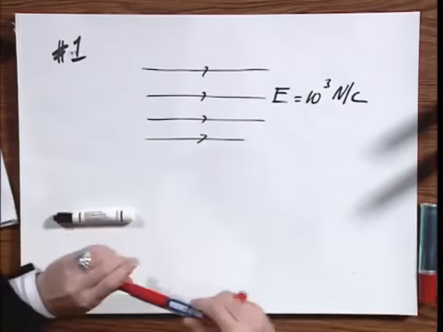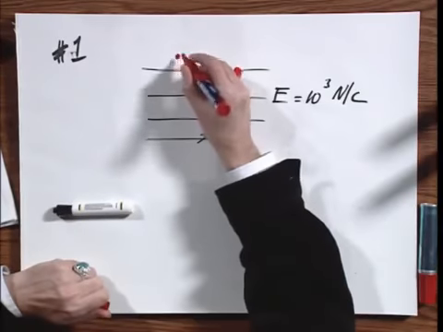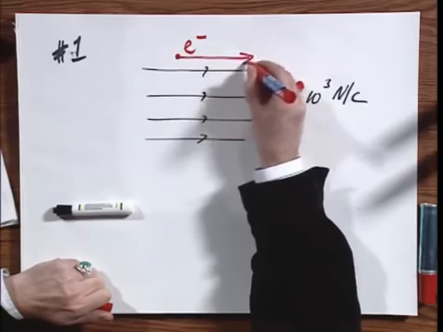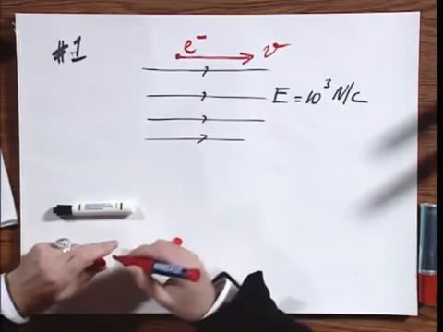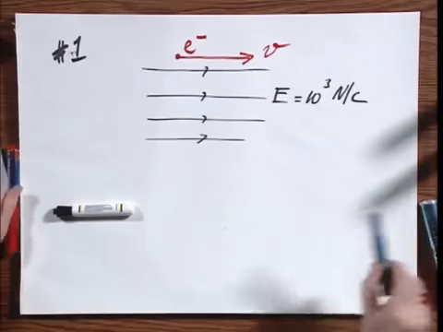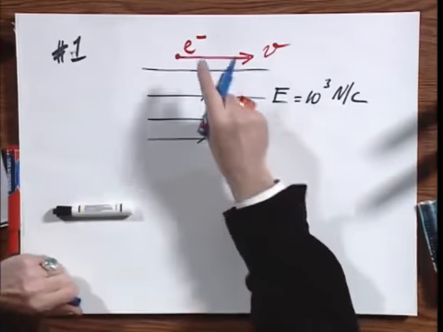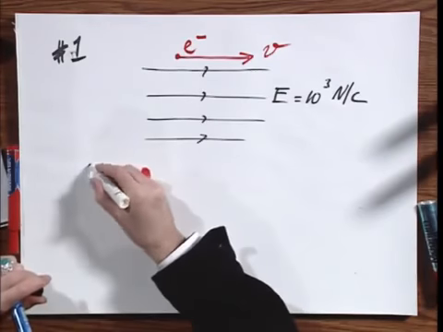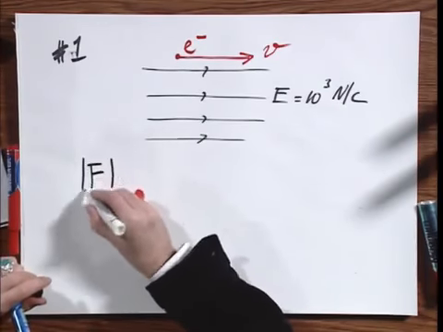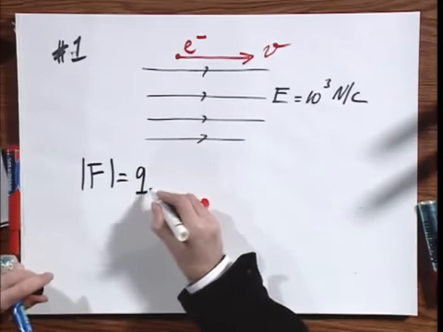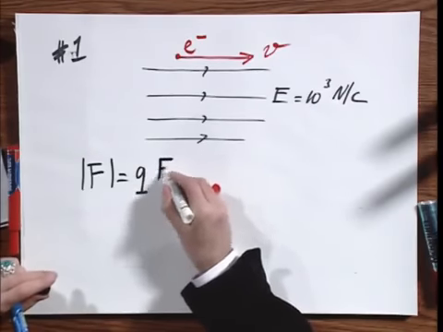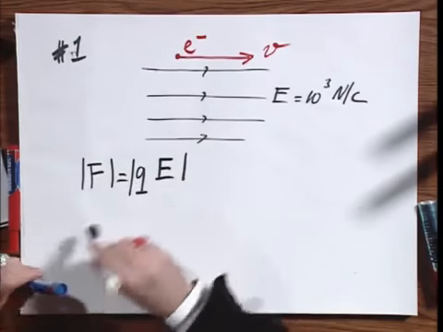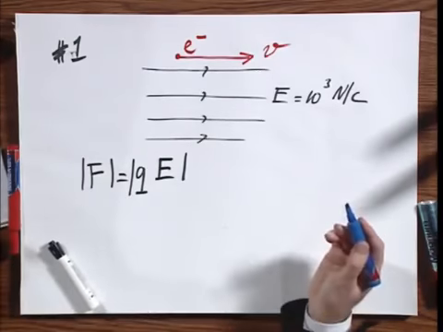And we have an electron somewhere here, E minus. The electron has a certain velocity, a huge velocity. It's about 2.5% of the speed of light. And the force that the electron will experience, F, the magnitude of that force, equals the charge of the electron times the magnitude of the electric field. And it is in the direction of the electric field or in the opposite direction of the electric field.